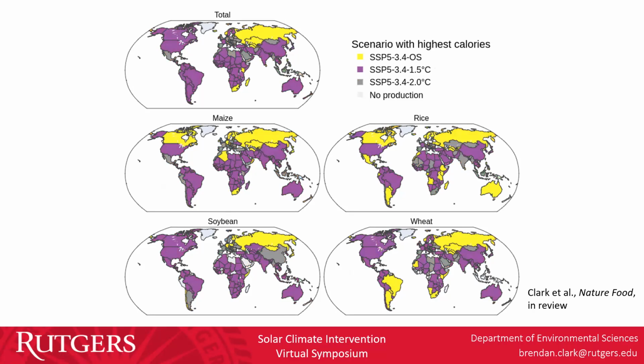And so this is showing the same thing, but with a different scenario, and it's the same story. Most nations tend to prefer the most SAI, so 1.5 degrees above pre-industrial in this scenario. But there are still some that would prefer 2 degrees or just climate change without any SAI at all.